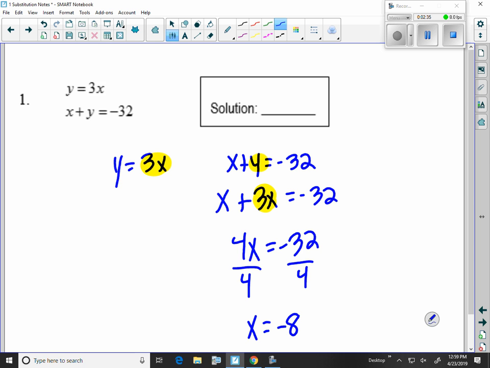Really easy. Once you have one of the variables, you can plug it into the other equation to get the other variable. So we have that x is negative 8, so we plug in negative 8 here for x. So y equals negative 24. Then when I write my solution, it'll be negative 8 comma negative 24. You tracking with me on that? Okay.